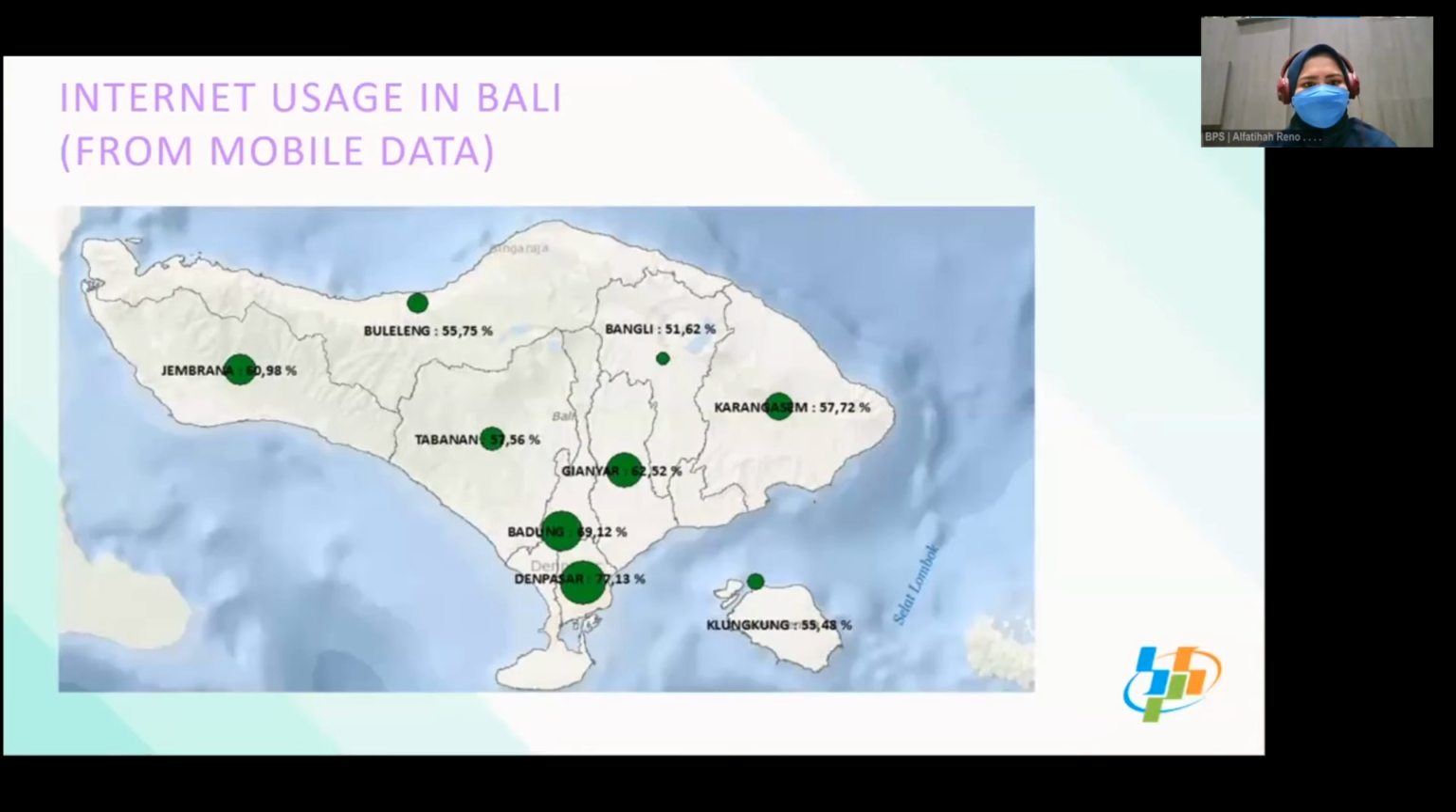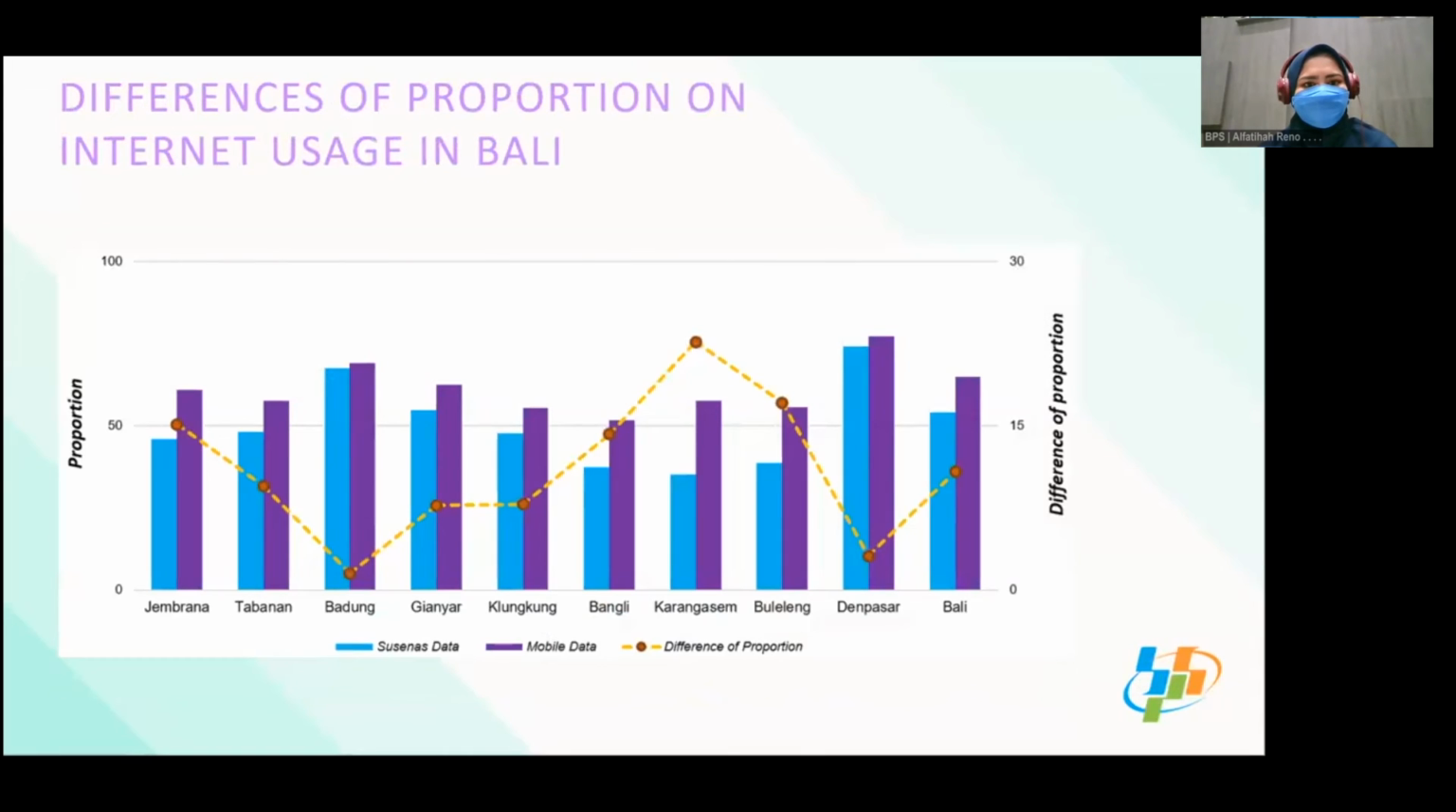This is the result for internet usage in Bali. Our results are in line with the internet coverage indicators, where the highest proportion of internet users comes from Denpasar, Badung, and Gianyar. When compared with conventional survey data, the estimated proportion of internet users using mobile data is consistently higher than conventional survey results. This might be an indication that the conventional survey results for these indicators are still underestimated.